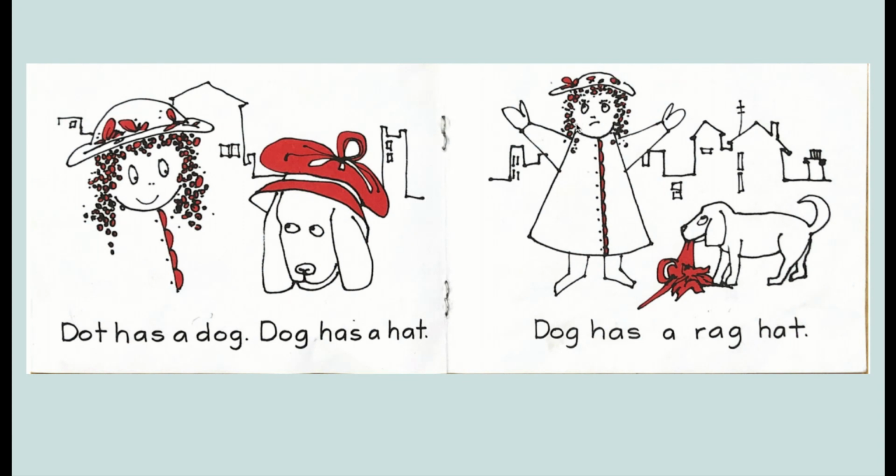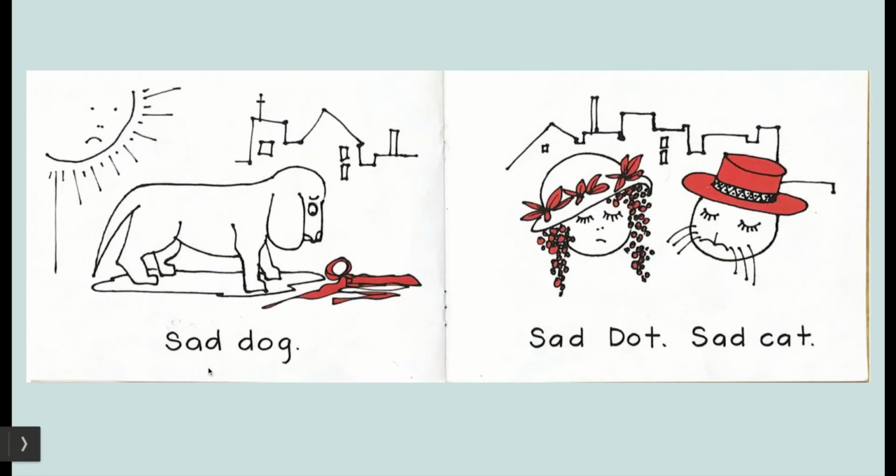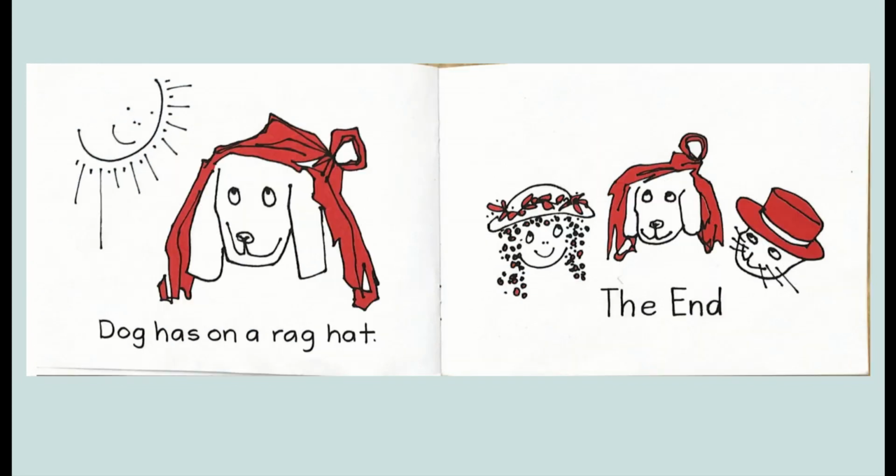Look at Dot's face. Is Dot very happy with Dog's rag hat? Sad dog. Remember, we're going to make our voice sound sad because our character, the dog, is sad. Sad dog. Sad dot. Sad cat.